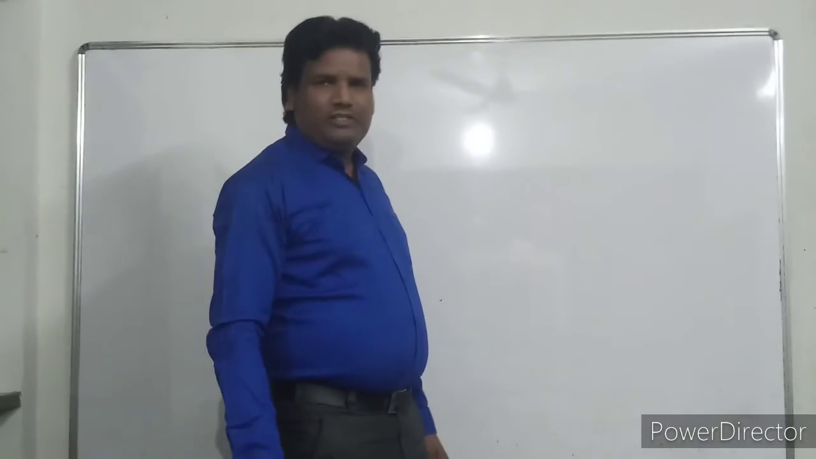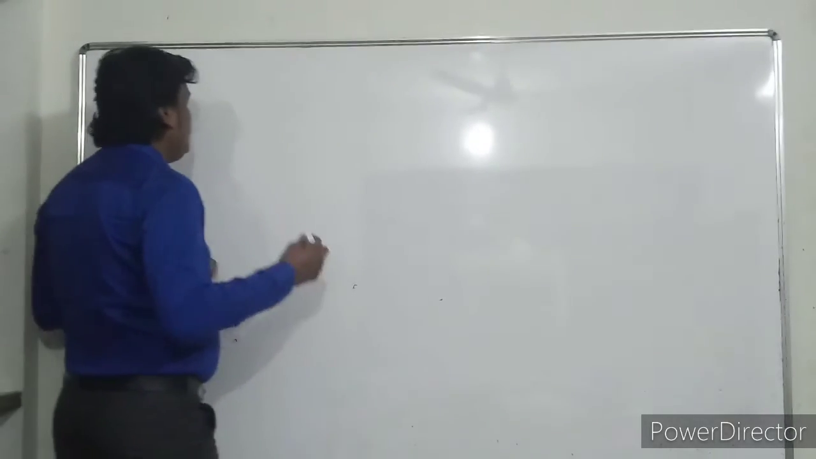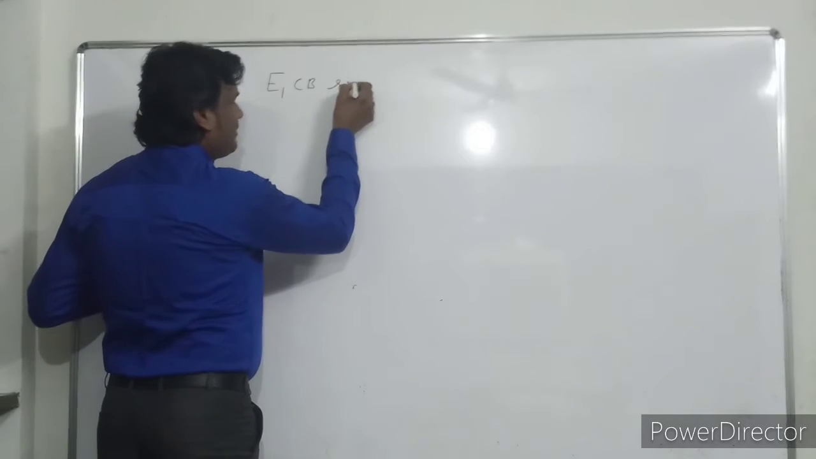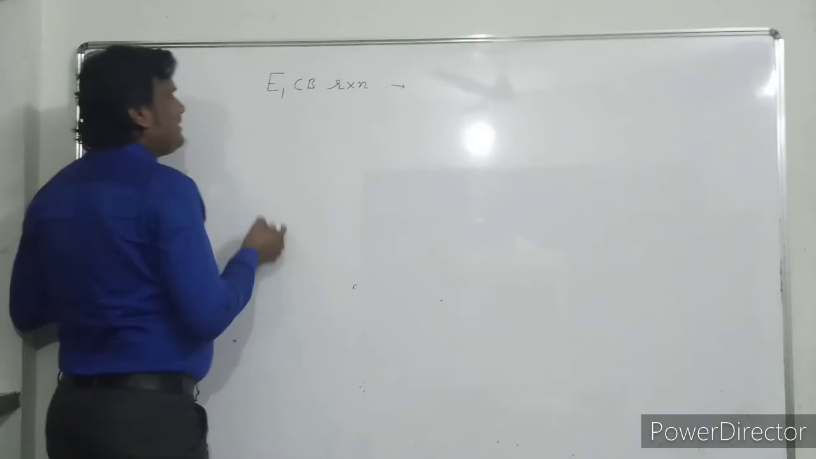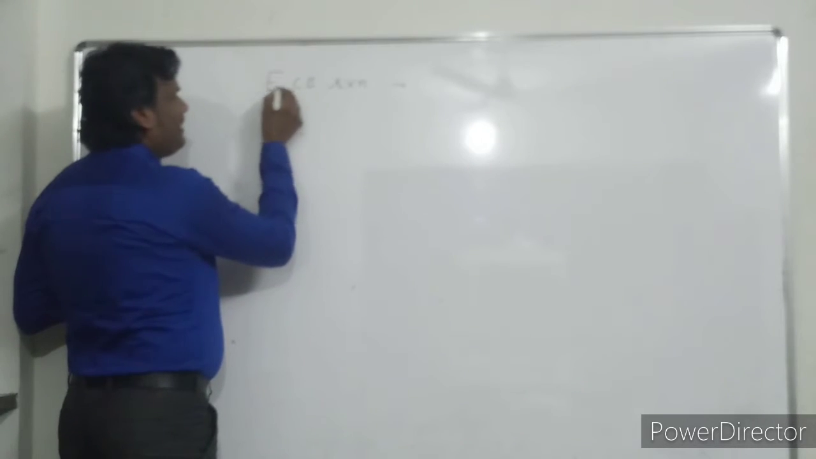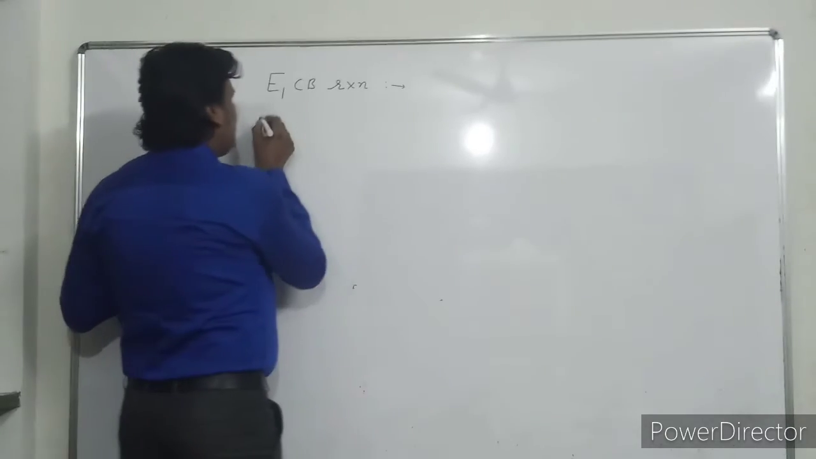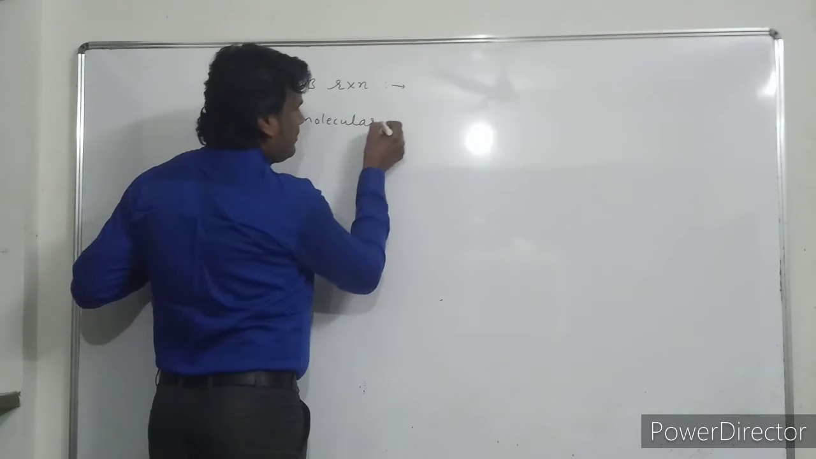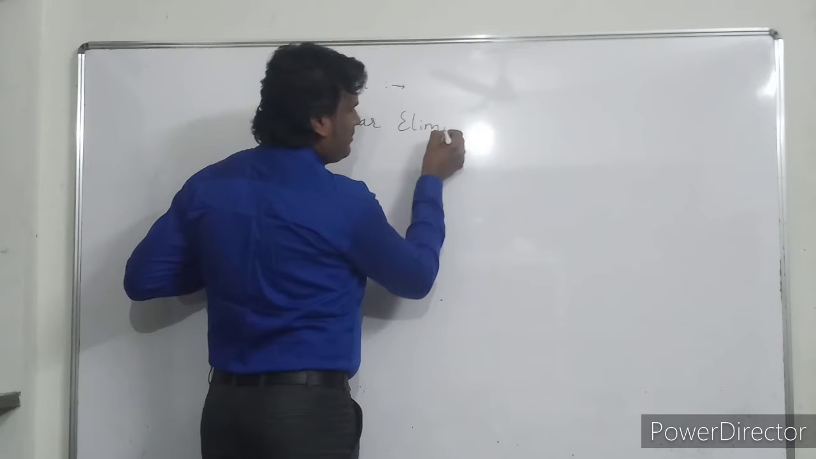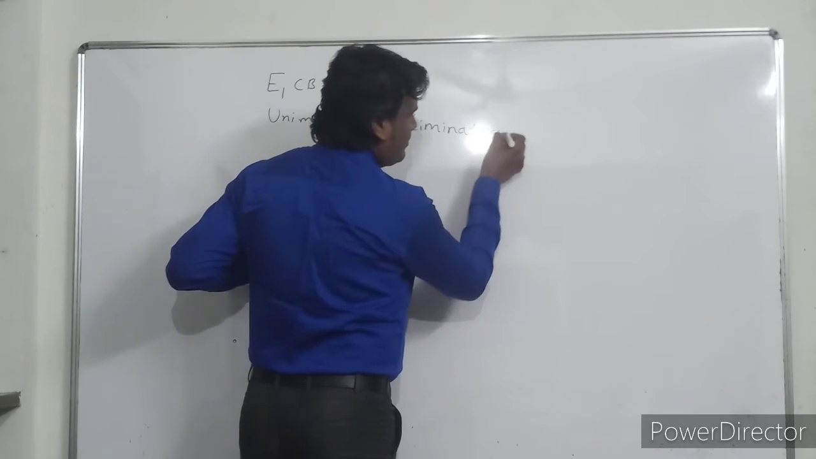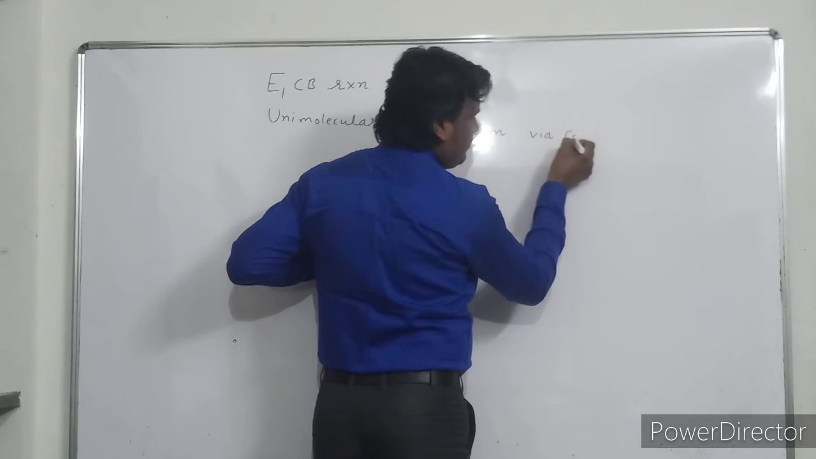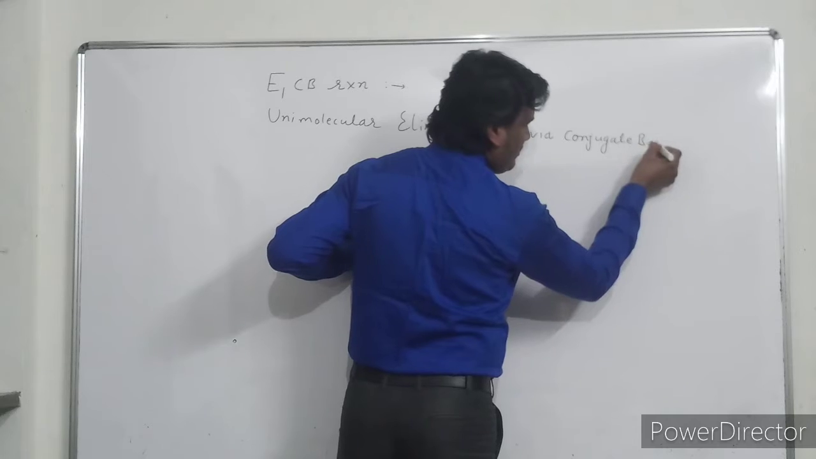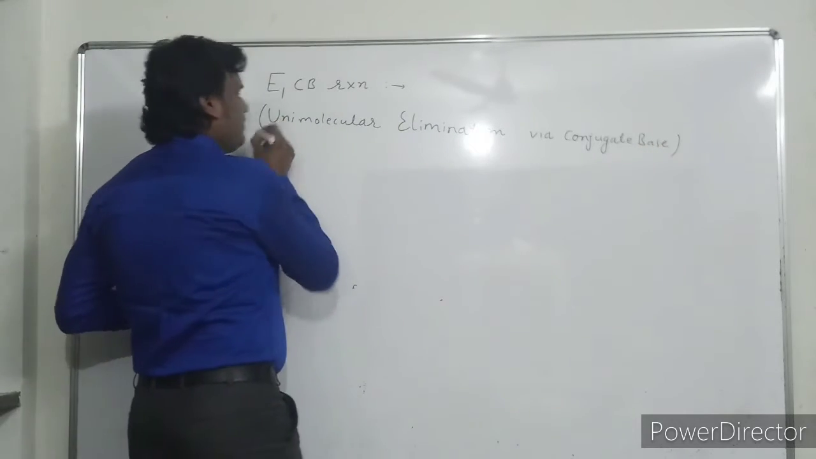Hello friends, today we will discuss E1CB reaction. So write down E1CB reaction. It is read as unimolecular elimination via conjugate base.